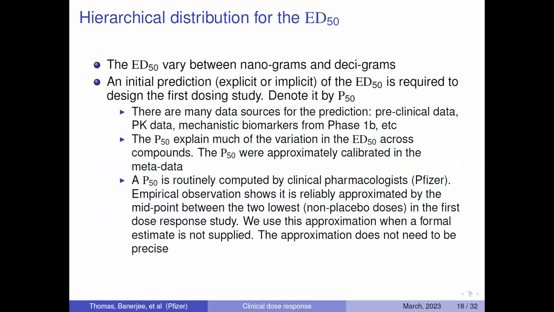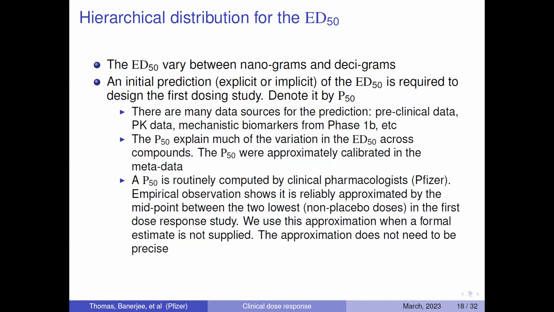Okay, now I'm going to talk about the hierarchical distribution for the ED50. This is more involved, which is why I saved it for second. Now, the issue with the ED50 is it can vary from nanograms to decigrams. I've actually worked on compounds at both of these extremes. So even if I knew the distribution of the ED50 across compounds, it wouldn't be very useful because it'd be such a wide range, several orders of magnitude. So it took us a little while to appreciate how we could get around this issue.